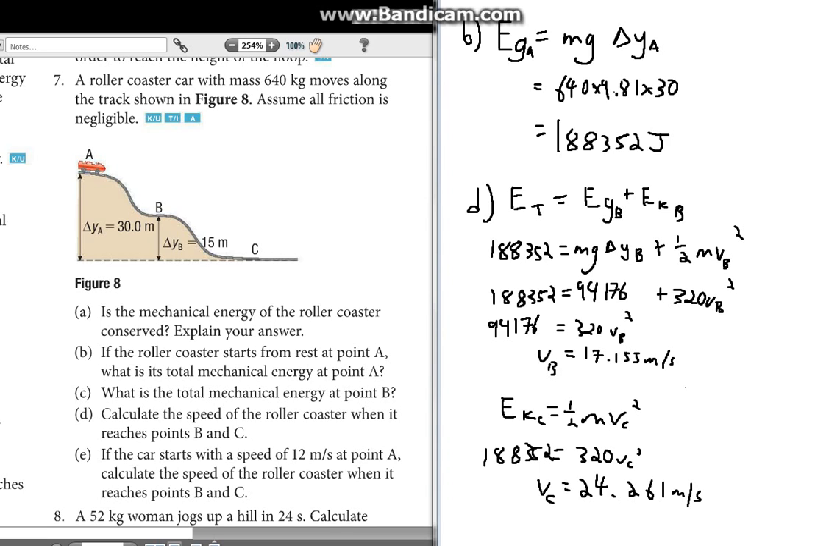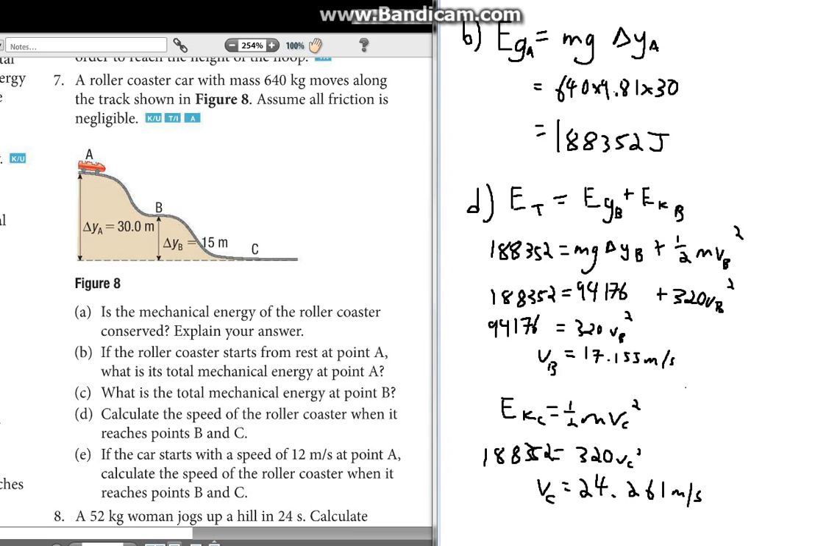B. If the roller coaster starts from rest at point A, what is the total mechanical energy at point A? So if it starts at rest, that means there's no kinetic energy yet. So we can just use the formula for gravitational potential energy, which is mass times acceleration due to gravity times the difference in height, which is 640 times 9.81 times 30, which is equal to 188,352 joules.